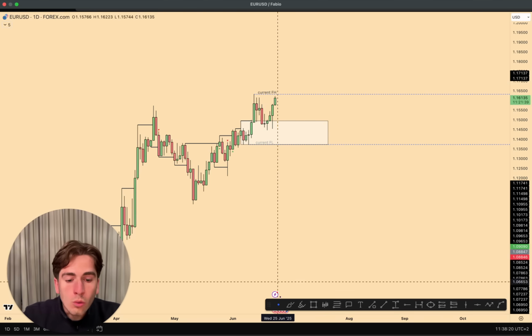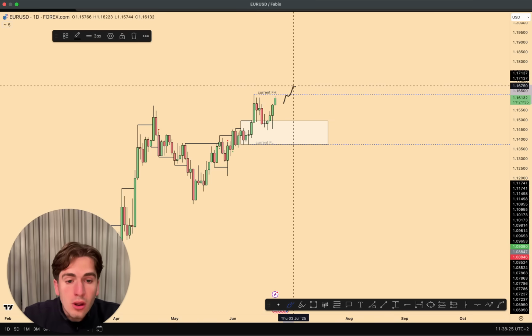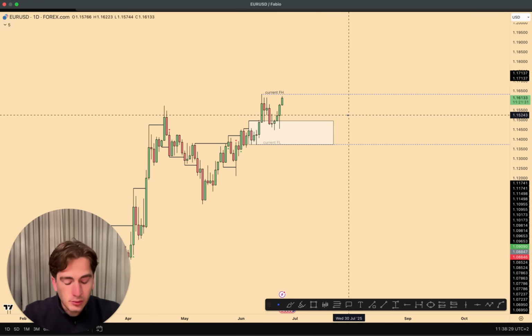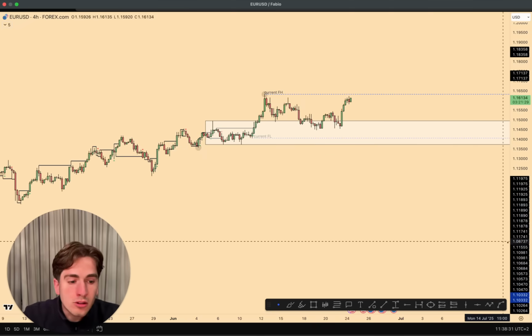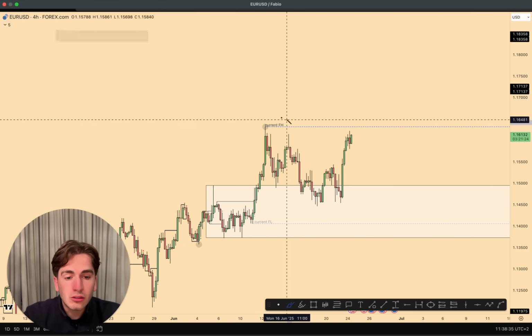Now, furthermore, what we can see here is that the overall fractal low is being respected. Fractal high should be broken, right? The overall momentum is in towards the upside, and as we can see also on the 4-hour time frame, the fractal structure remains bullish from this fractal low in towards this fractal high.